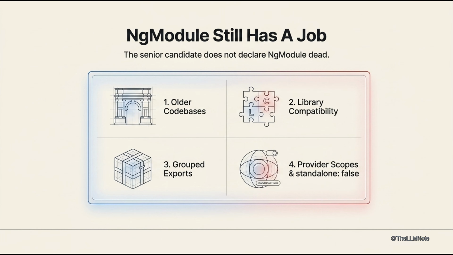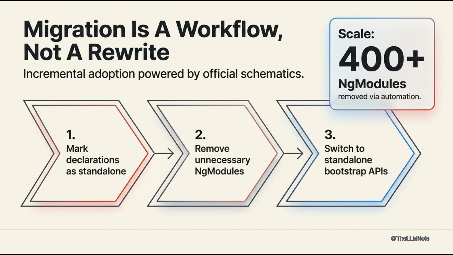So, what's the real problem? Let's talk about migration as a workflow, not a rewrite. Angular treats standalone adoption as incremental. The official schematic can mark declarations as standalone. It can remove unnecessary NgModules and switch bootstrapping. Next, the schematic helps move towards standalone APIs.